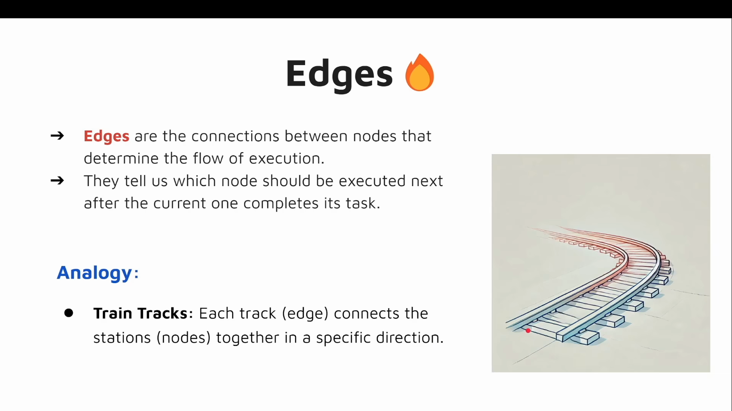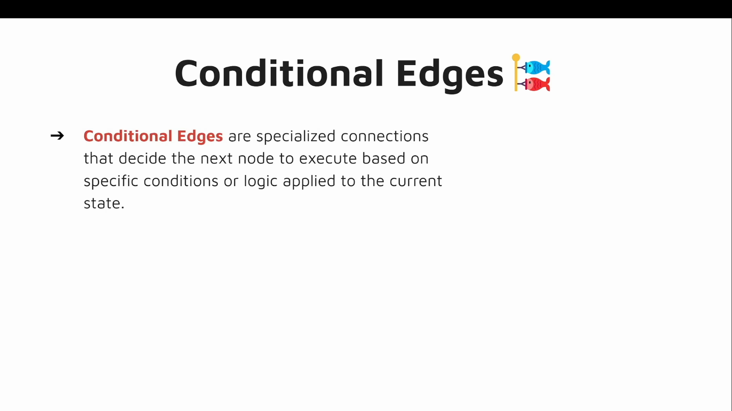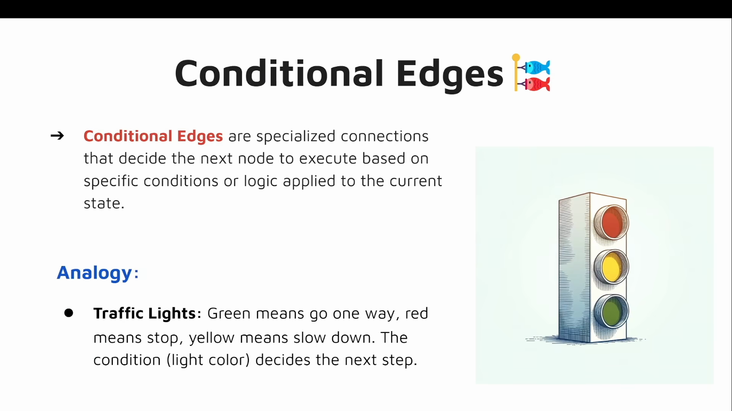But there is another type of edge, and it's called a conditional edge. So this is still not very complicated. It's quite simple to understand. These are just specialized connections that decide the next node to be executed based on a specific condition or logic applied to the current state. Now, a really good analogy for this is the traffic light analogy. Green could mean to go one way, red could mean to stop, yellow could mean to slow down. The point I'm trying to make here is that the condition, in this case the light color, decides the next step. If you want to think even more simply, you could think about an if-else statement.